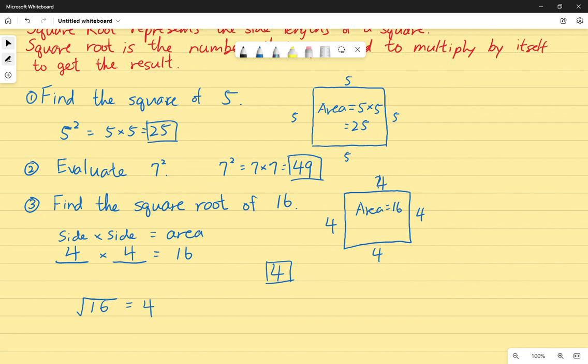Well, how do I know that? Here's how you know that. If I ask you, say, the square root of 16 is equal to something, what you're thinking is blank times blank is equal to 16. Well, what is that? That's 4 times 4. So the answer is equal to 4.